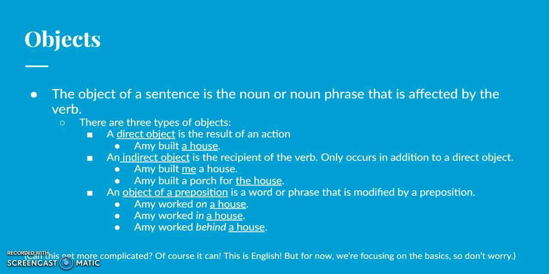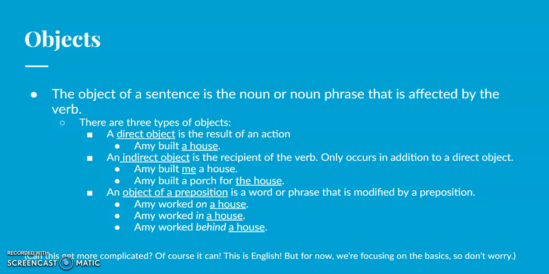To make the house the indirect object, we could say that Amy built a porch for the house. In this case, the direct focus of the building is the porch, and the house is receiving a porch. Here, the porch is the direct object, and the house is the indirect object.